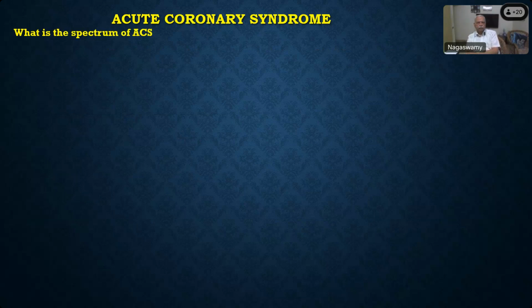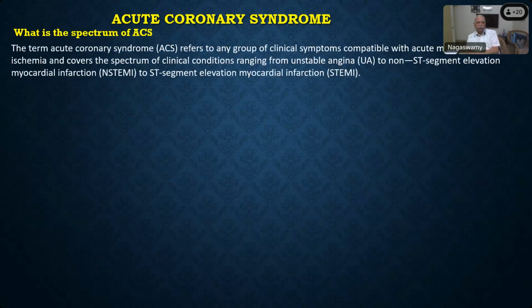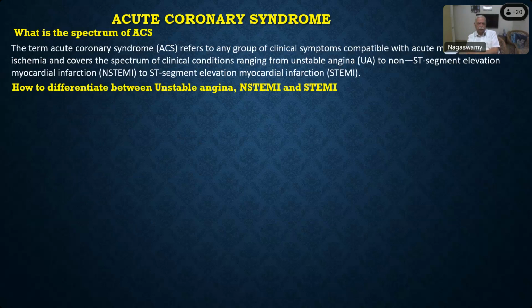ST segment elevation. Unstable angina, non-ST segment elevation MI, and ST segment elevation MI. These three conditions: unstable angina, non-ST elevation MI, and ST elevation MI or STEMI. So how to differentiate between unstable angina and ST elevation MI? Of course, ST elevation you will see on the EKG, but between non-ST elevation MI and unstable angina, how to differentiate?